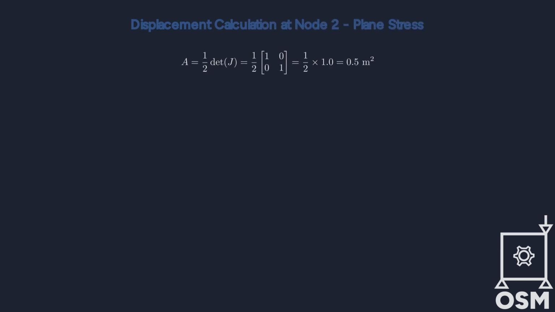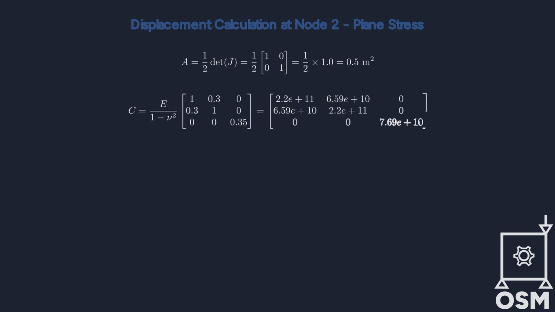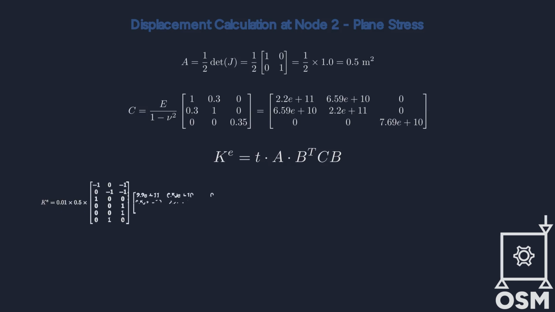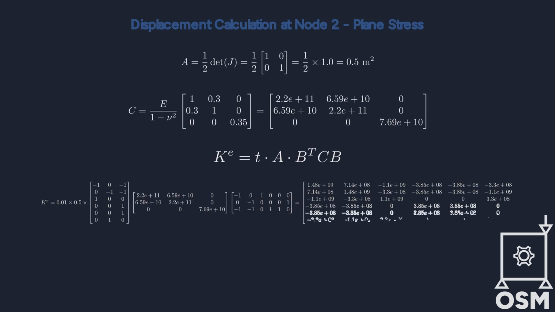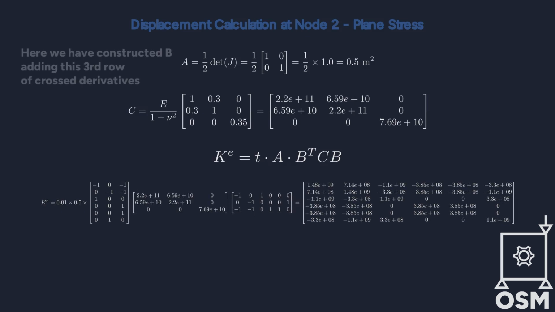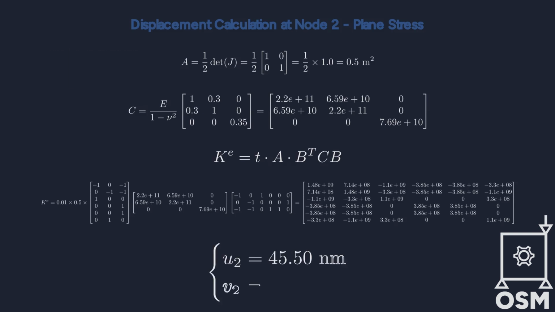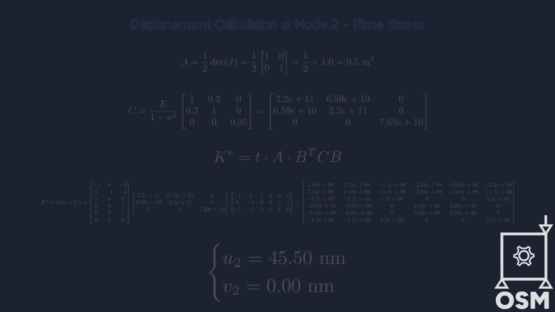Next, we define the constitutive matrix for the plane stress condition. This matrix relates the stress and strains in the element and is computed using the given material properties. The element stiffness matrix is calculated using this formula: thickness times area multiplied by the transpose of B times C times B. To compute the displacement at node 2, we reduce the stiffness matrix to the relevant degrees of freedom and apply the external force vector.